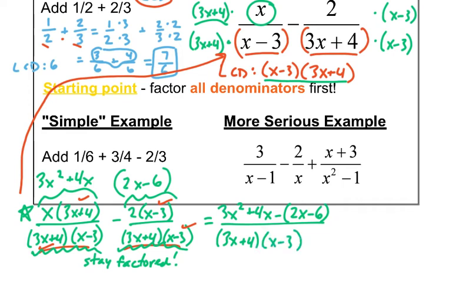Great. Okay, it's looking pretty good. We can probably simplify a little bit of the numerator now by distributing that negative and gathering our like terms here. How about 3x squared plus 4x minus 2x plus 6 over our LCD.